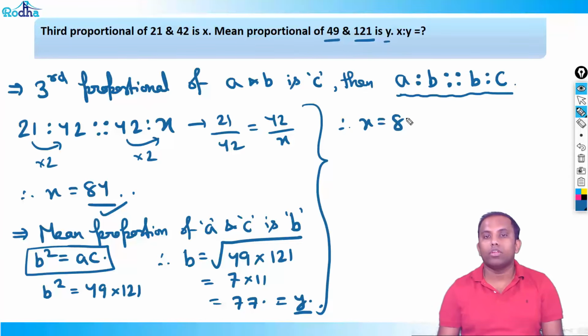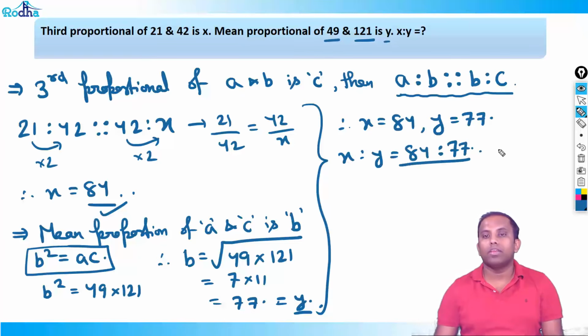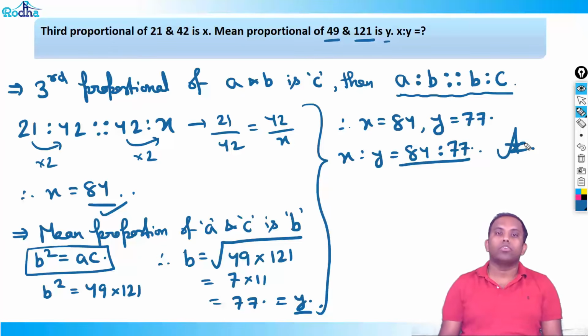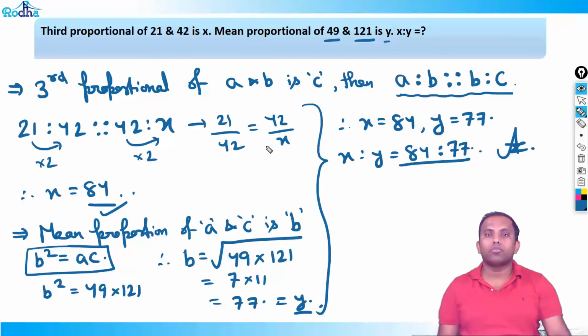Therefore X is 84 and Y is 77. Therefore X is to Y is how much? 84 is to 77. That's the answer for this question. Okay, I hope it is clear, right? This kind of small concepts should be very clear. The small concepts. Okay.